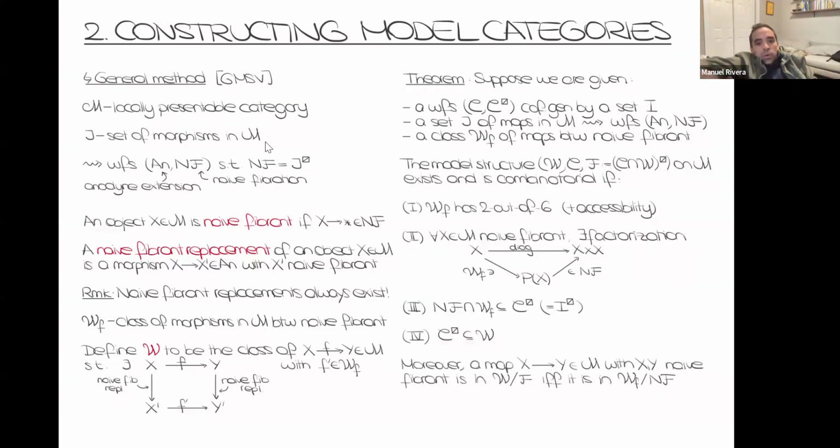Yes. So do you want P, the path object, to be functorial, or is this something you don't need? No, you don't need it. So actually, this condition is kind of equivalent to saying anodyne extensions between fibrant objects are weak equivalences, I think. But you don't need any kind of functoriality for this to work.